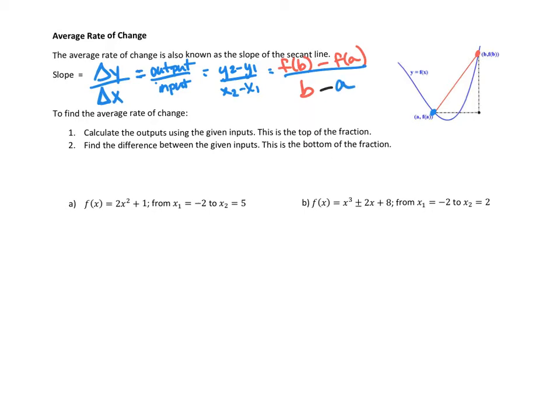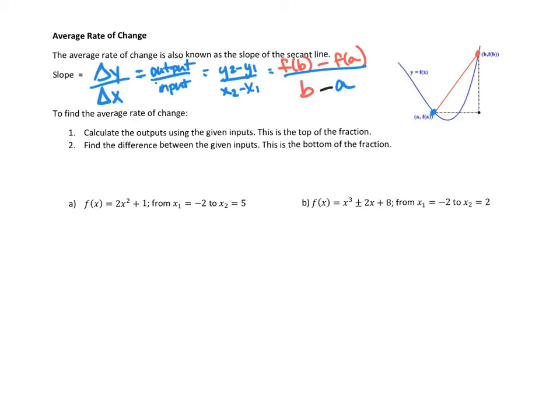When we find the slope of this secant line, here's how we're going to do it. The slope of this line is called the average rate of change. We'll calculate the outputs using the given inputs. This is the top of the fraction, or this part up here. And then we'll find the difference between the given inputs, which is the bottom of the fraction.